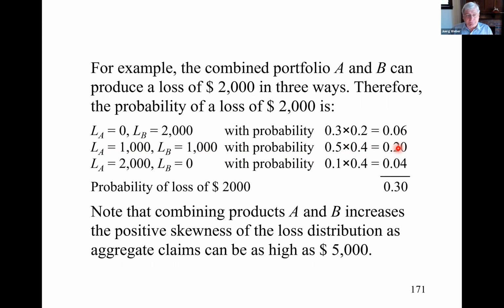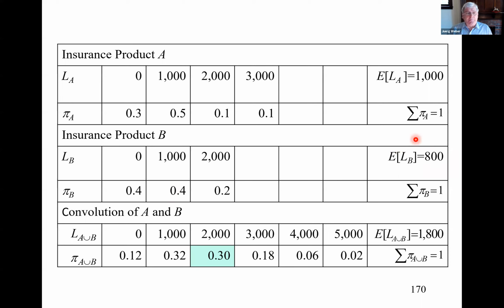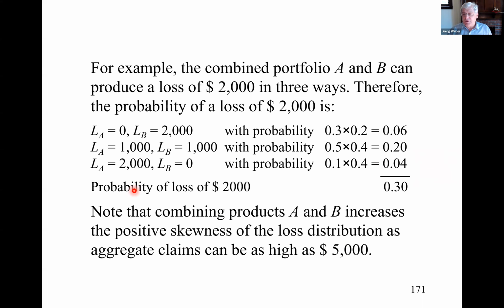And finally, maybe it's just a loss of 2000 in product A and no loss in product B. This will happen with a chance of 10% and 40%. So with 10%, product A creates a loss of 2000, and product B creates no loss with 40%. So that will happen with a chance of 4%, and we can add this up.